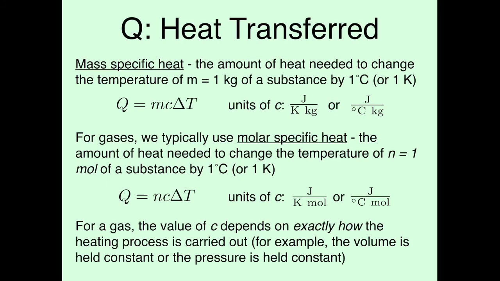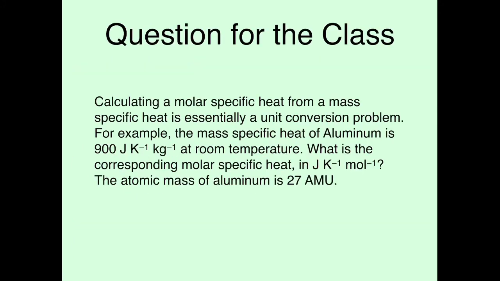So for a gas, there's another complication because the value of C depends on exactly how we heat the gas up. So for example, if we add heat to a gas at constant volume, so we hold the volume constant, that's going to have a different value of C compared to if we add heat to a gas at constant pressure. We hold the pressure constant. So that's a little extra detail we're going to have to get into. But before that, let's do a sample calculation.